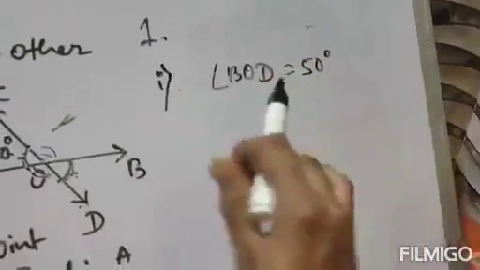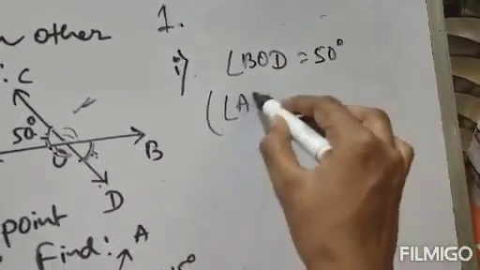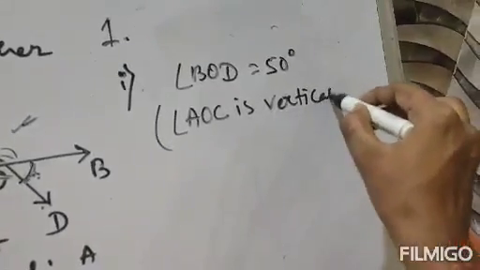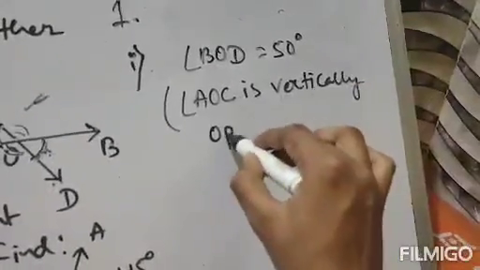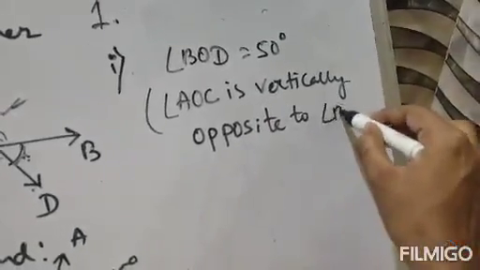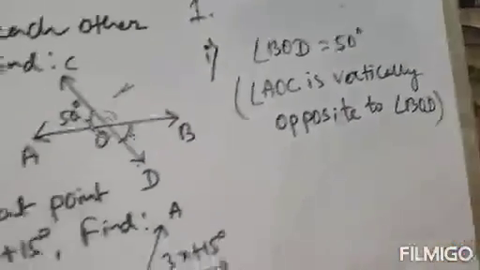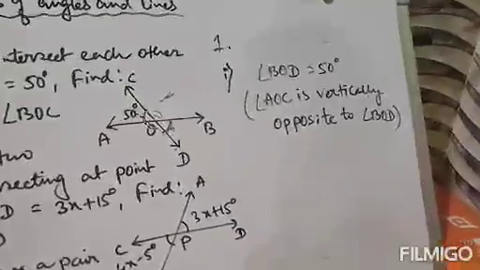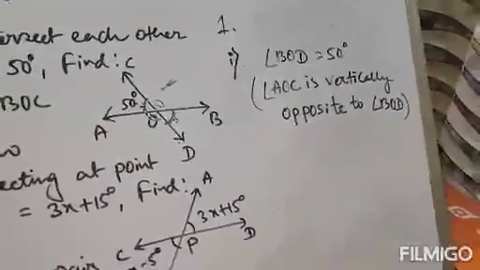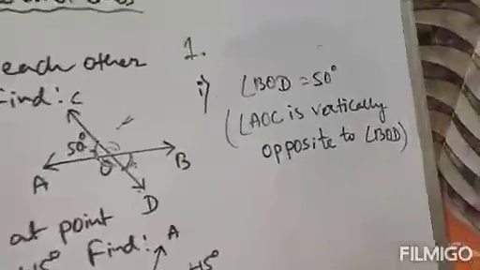The reason is that angle AOC is vertically opposite to angle BOD. Angle AOC is vertically opposite to angle BOD. That is why BOD is 50 degrees. AOC is 50 degrees, it is given. So BOD is always 50 degrees.